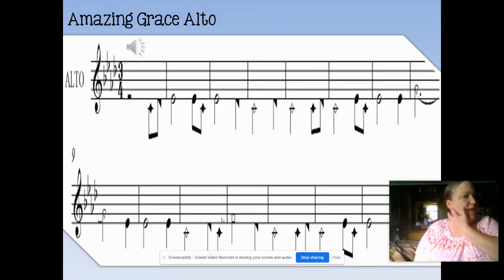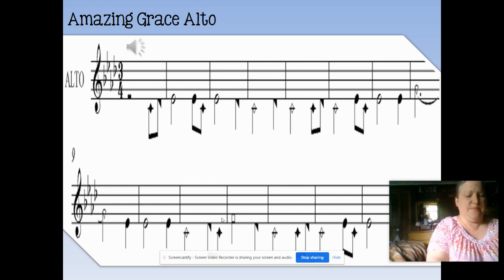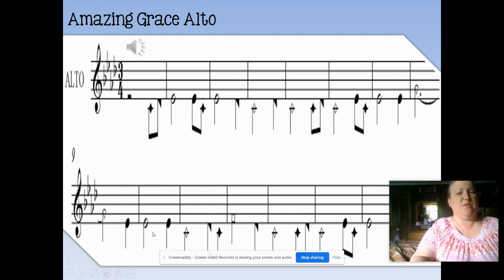All right, time to learn that alto part. And the alto part's a little bit trickier just because it doesn't sound exactly like what you're used to hearing. I'm going to just go ahead and do this in the key of A flat. Establish that key in your ear. We're just going to go ahead and read the shapes. The rhythm's all the same.